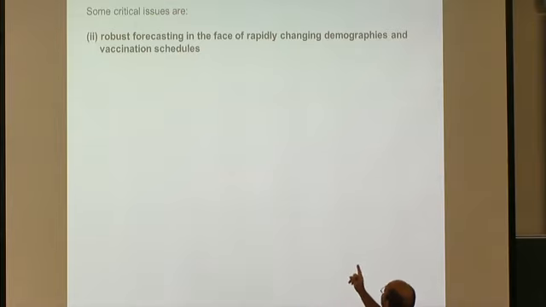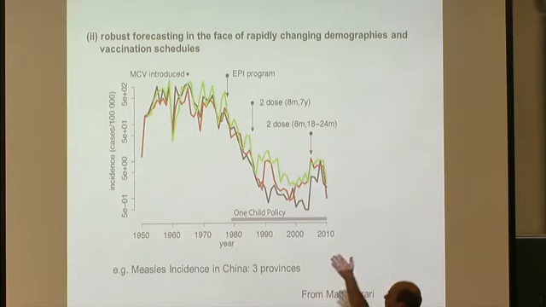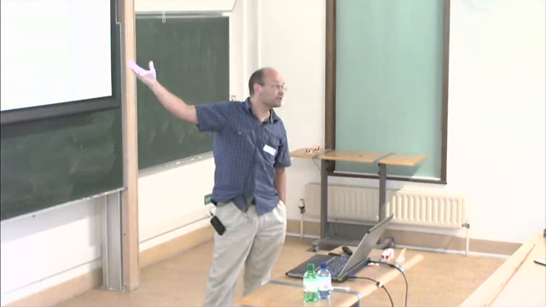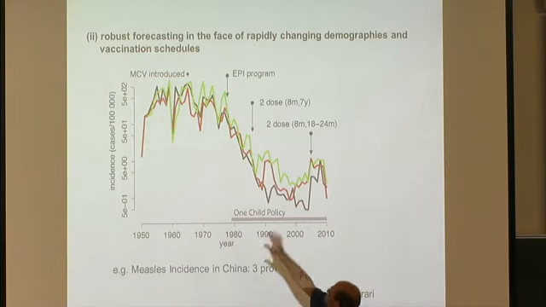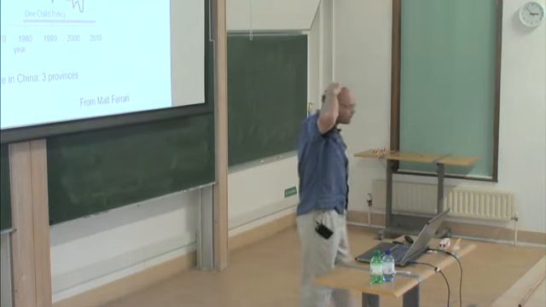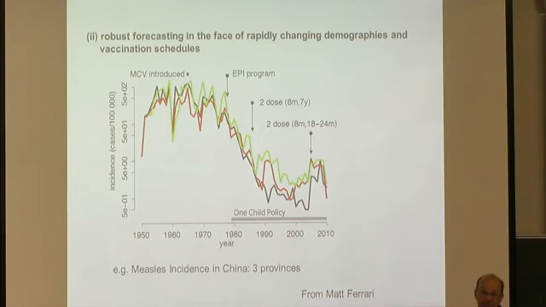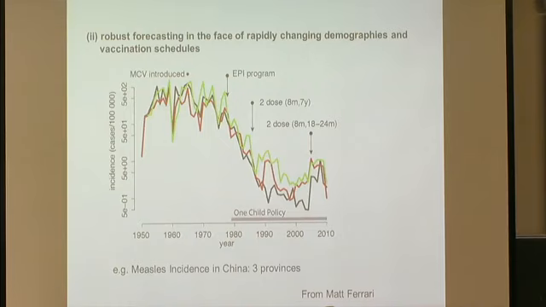The second thing I want to highlight is that there's an enormous need to think about robust forecasting in the face of rapidly changing demographics and vaccination schedules. Here is an example I borrowed from Matt Ferrari, who's collaborating with CDC China. China is a really interesting example, where there have been enormously rapid demographic changes. First you had the vaccine coming in, MCV1, introduced in the late 70s, then EPI, so the usual changes in vaccination. But then there were crazy changes in the demography when the one-child policy was introduced, where fertility rates were essentially reduced by 70-80%. And so we need to think about that.